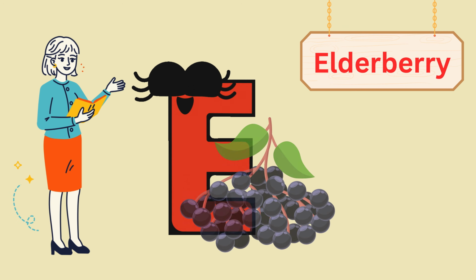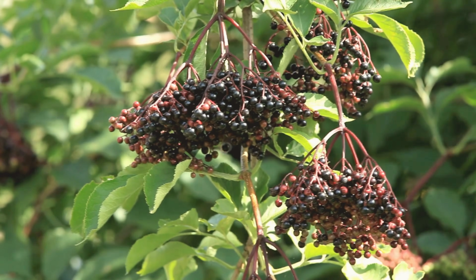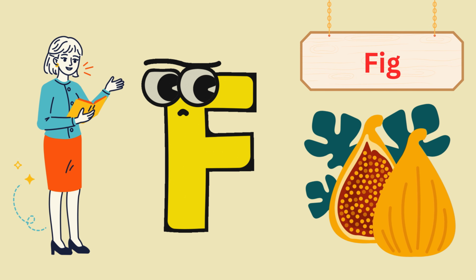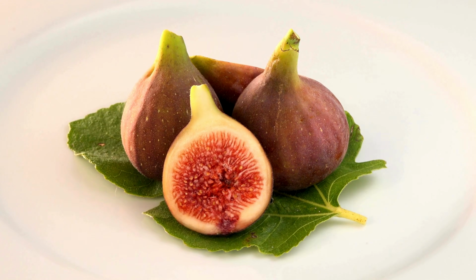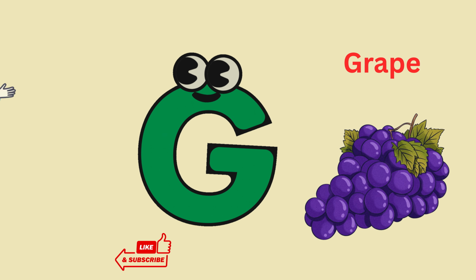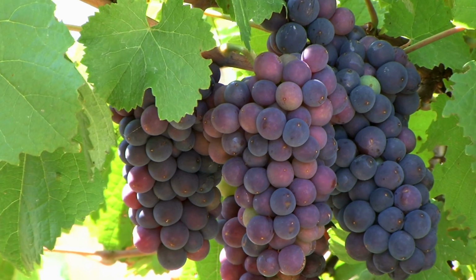E is for elderberry. Elderberry. E is for elderberry. F is for fig. Fig. F is for fig. G is for grape. Grape. G is for grape.